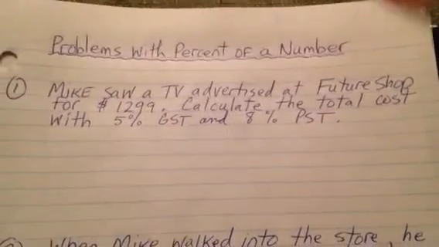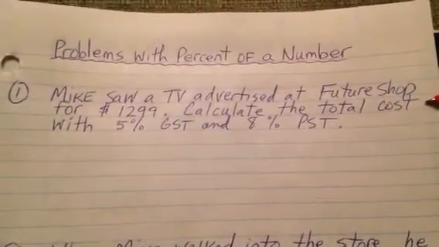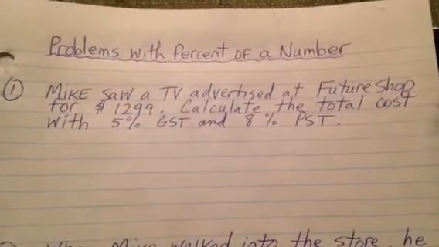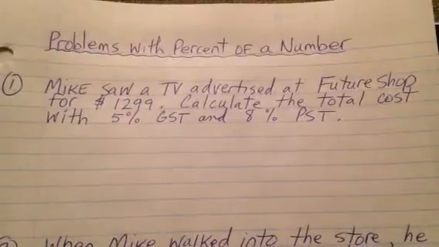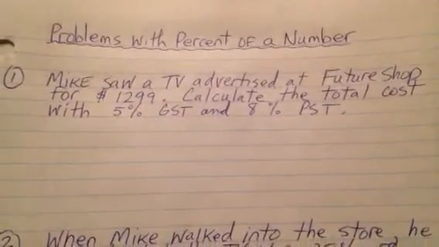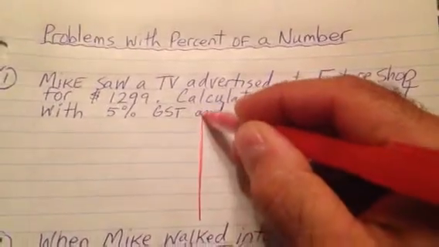Here's the first one. So Mike saw a TV advertised at Future Shop for $1,299. Calculate the total cost with 5% GST and 8% PST. So how you go about solving it, there's actually two very common ways, so I'll show you both ways.